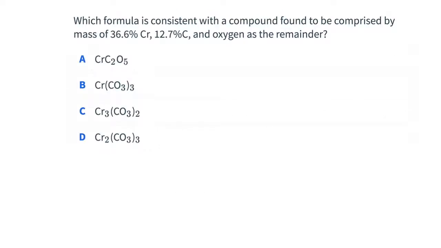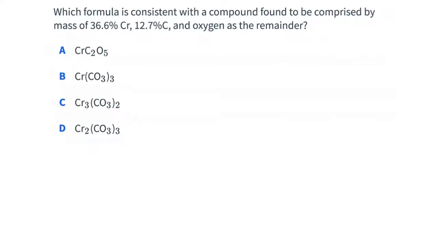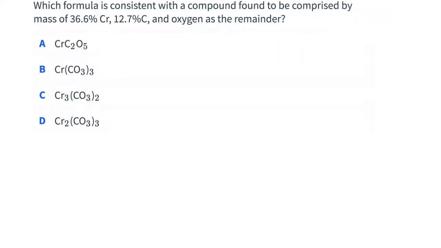Okay, so let's begin with this problem here. I'm going to walk through part of this, and then once we get partway through, I'll throw it to you guys to finish up. This problem says, which formula is consistent with a compound found to be comprised of 36.6% chromium, 12.7% carbon, and oxygen as the remainder? If we know that these are the only three elements, 36.6 plus 12.7%, together is 49.3%. Do you see how oxygen has to be the remainder? So the percent O would be equal to 50.7%.